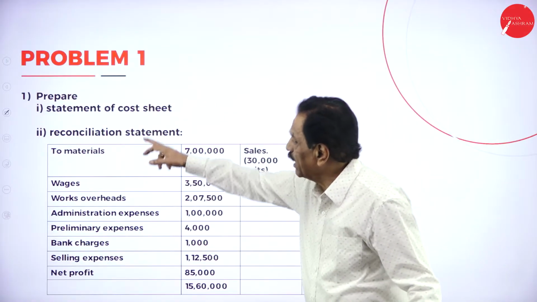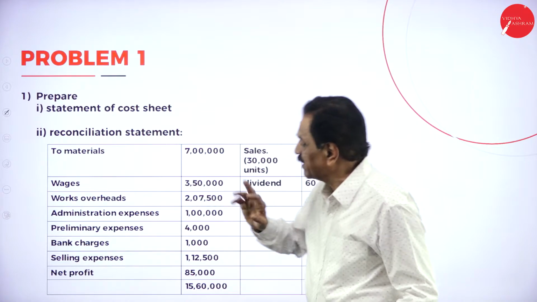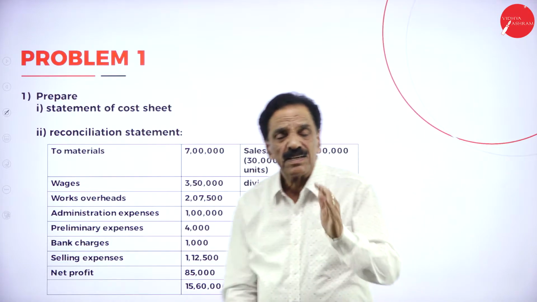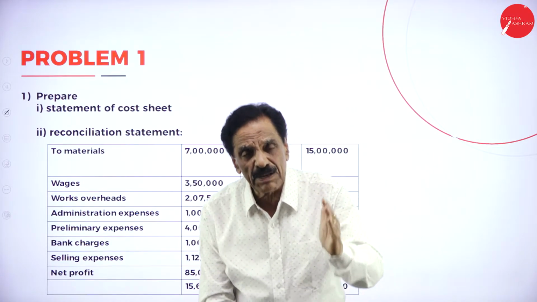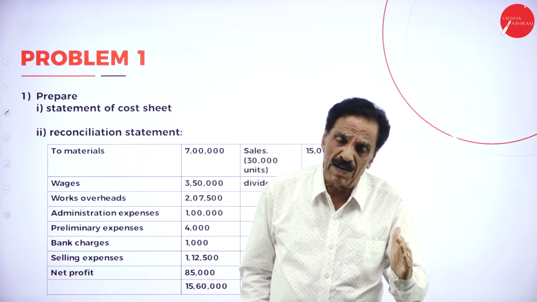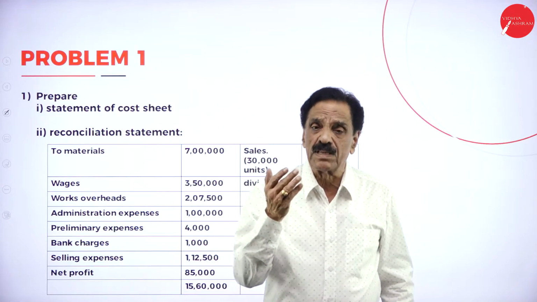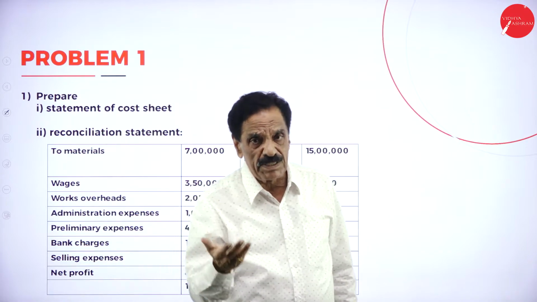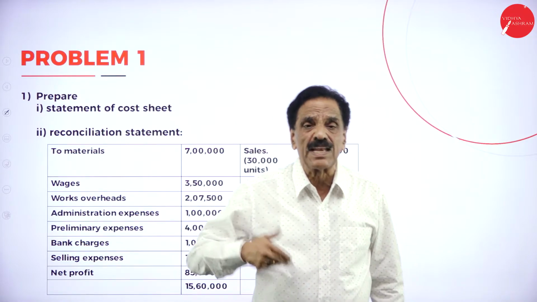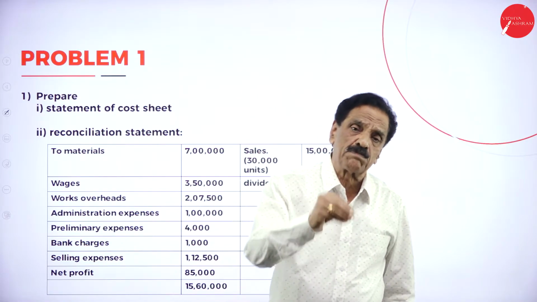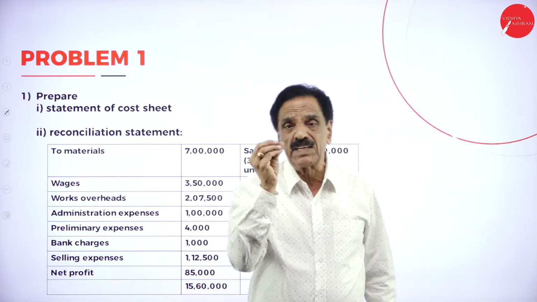Here, they asked to prepare a cost sheet, then the reconciliation. So what is a cost sheet? Direct material, direct labor, direct expense is the prime cost. Add factory expense, that is the factory cost. Add office and administration, that is the cost of production. Add selling expenses, that is the total cost. Total cost plus profit is equal to the selling price. This is a very common cost sheet.